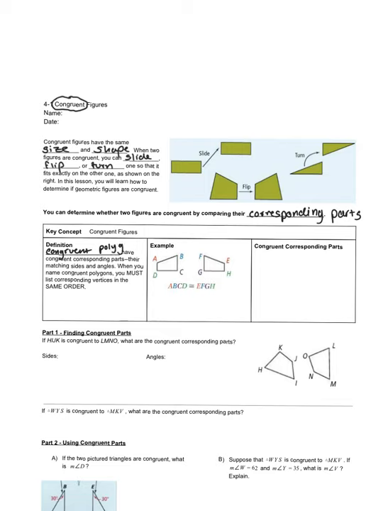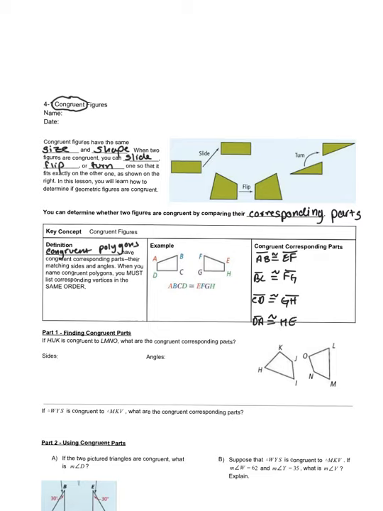Okay? And for our example, it says if polygon ABCD is congruent to polygon EFGH, what are the congruent corresponding parts? Well, let's start off by saying the line segment. So we have line AB is congruent to line EF. Line BC is congruent to line FG. Line CD is congruent to GH. And DA is congruent to HE. All right, so that is the line segments.